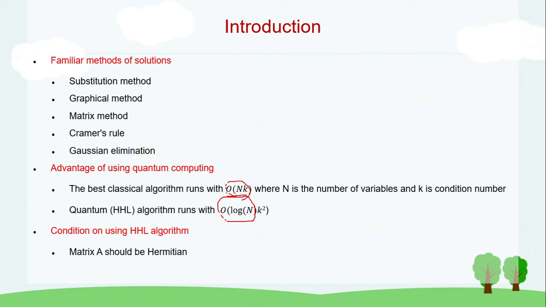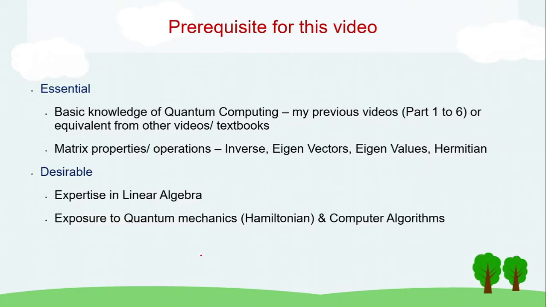There are in fact many conditions for using this algorithm, the one we are going to see, the HHL algorithm. The most important thing is that the matrix A should be a Hermitian matrix. So what is that? We will see it later.